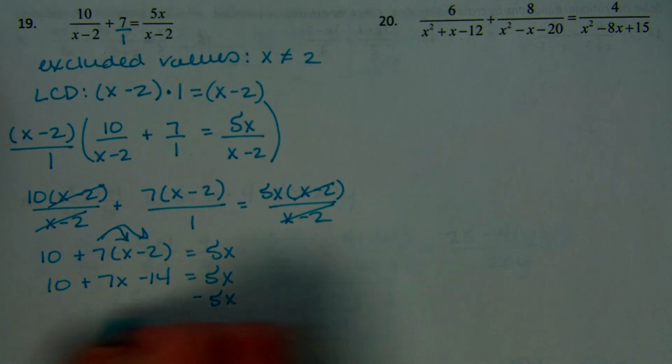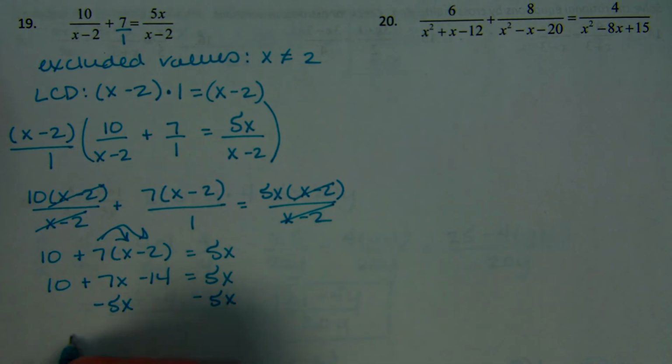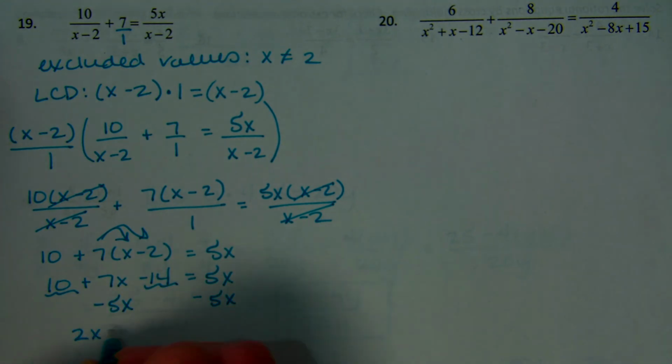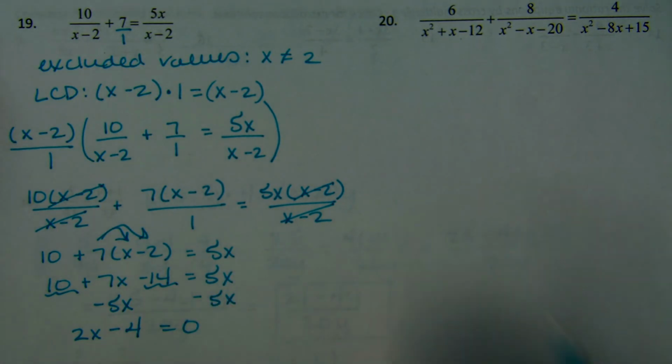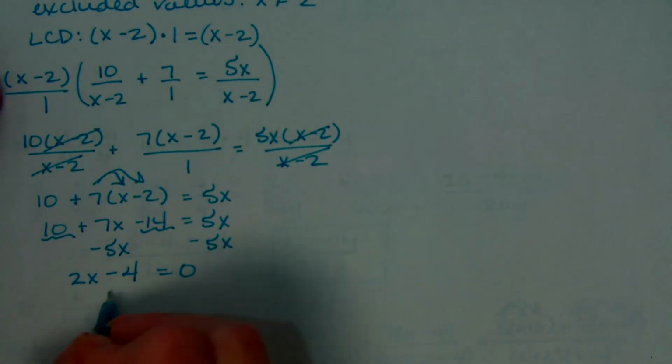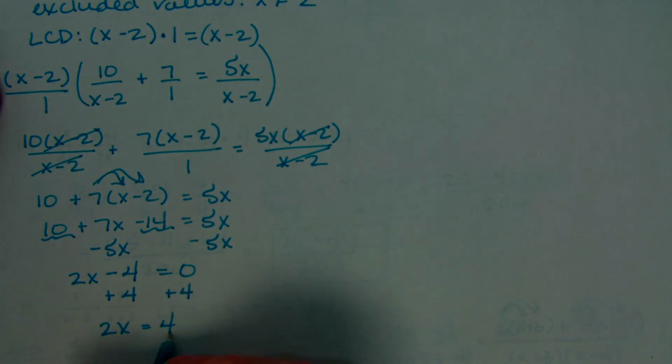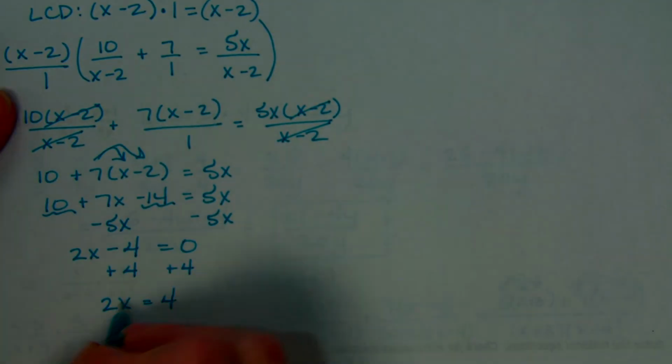You move the 5x. And the 10 and the 14, this is 2x minus 4 is equal to 0, right? Because I moved that 5x. And then I'll move the 4 back over. Add 4. 2x is equal to 4, which makes x equal to 2.